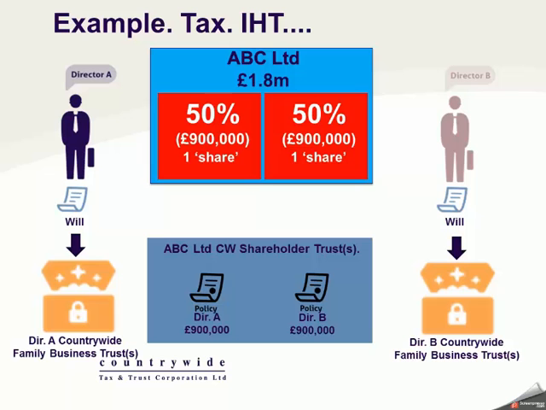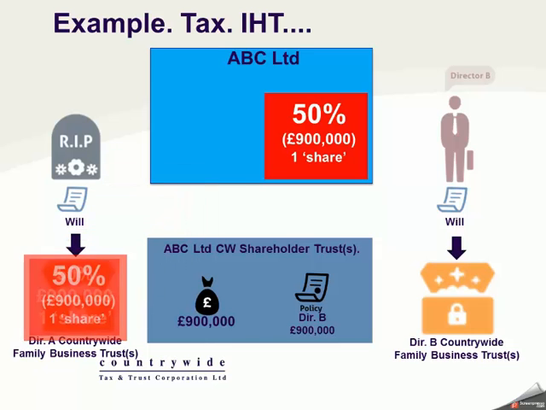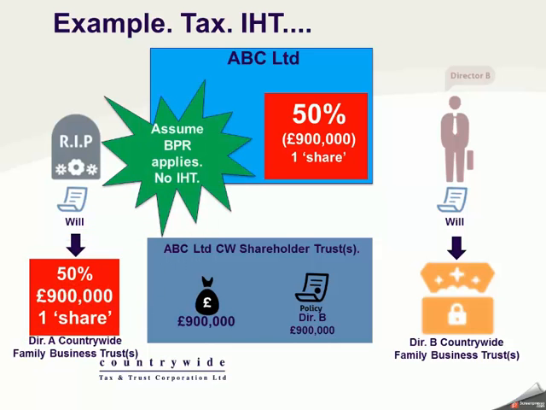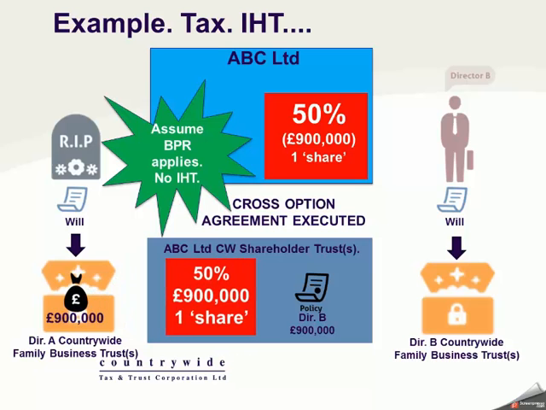So now let's look at the inheritance tax issue. Again, same structure. We have a death. The 900,000 share of deceased Director A has gone to his business trusts, coordinated with his will, and we've assumed business property relief applied, so no IHT applied at that stage. The £900,000 life policy is paid out to the shareholder trusts. Cross option occurred.